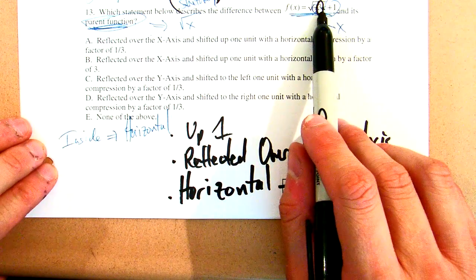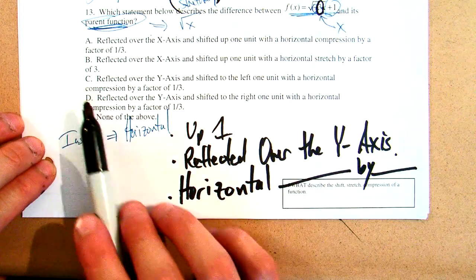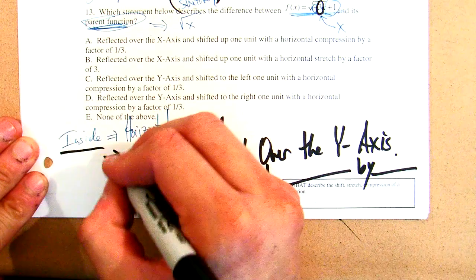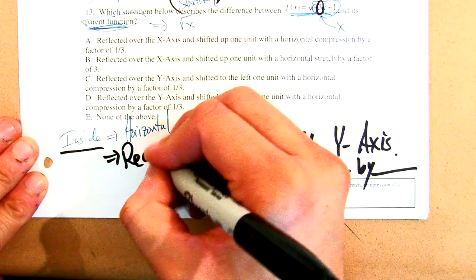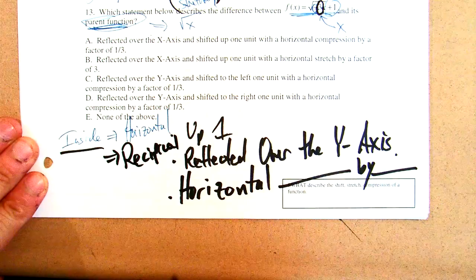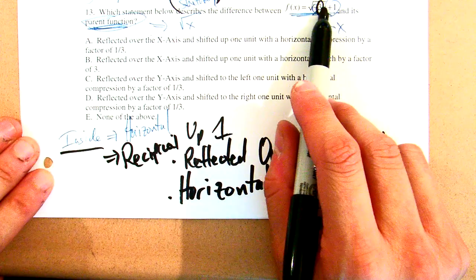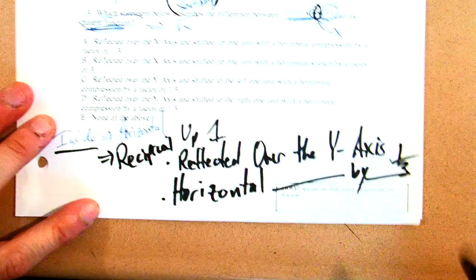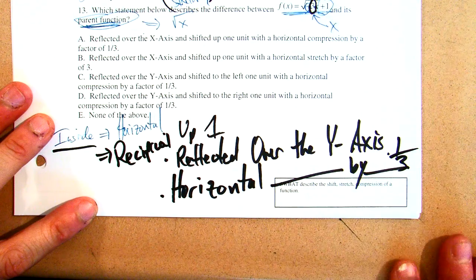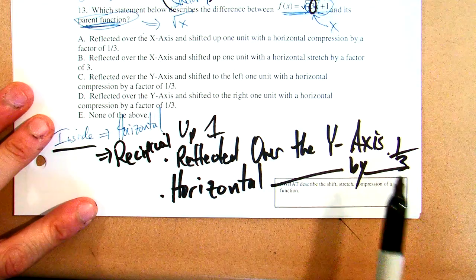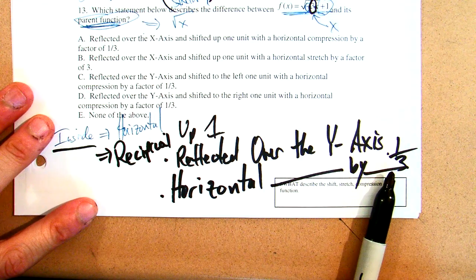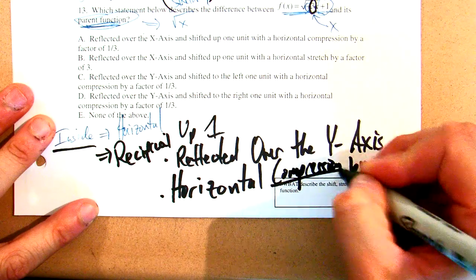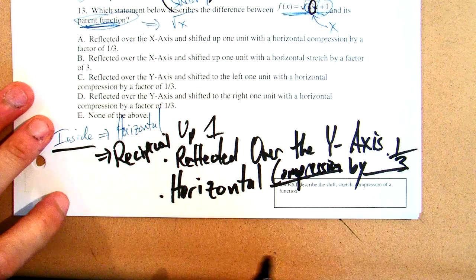So now we need to figure it out. The number is 3, but if you remember the rule, if it's inside, it's going to be the reciprocal, right? Inside is also going to be horizontal. You're going to need to do the reciprocal of the coefficient or the number. So in this case, the number is 3. The reciprocal of 3 is 1/3. So it's a horizontal blank by 1/3. And in this case, because 1/3 is a fraction, it is a compression.